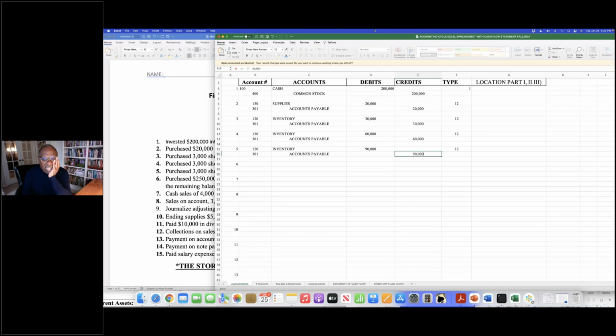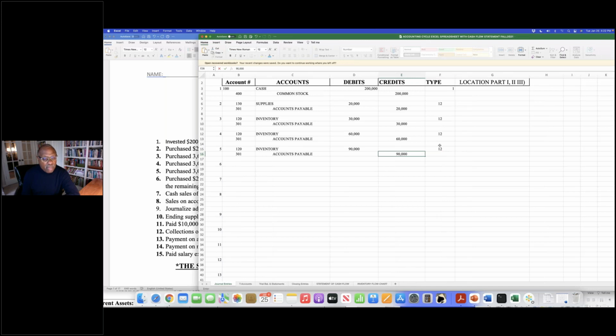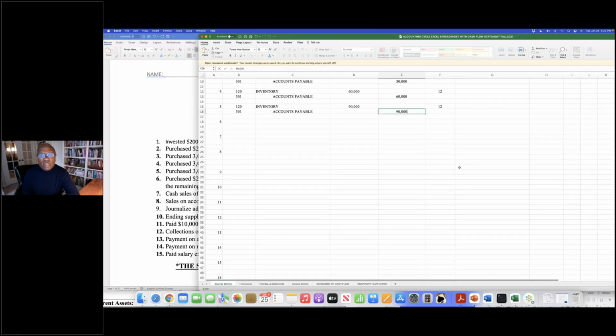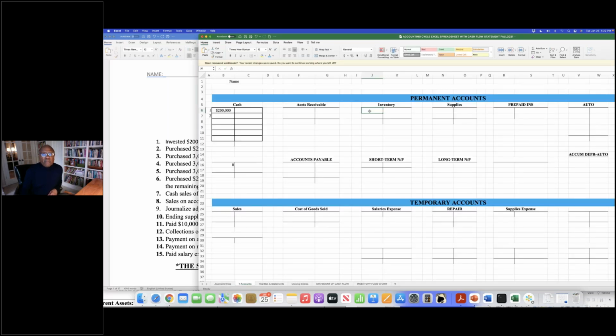Okay, so now what we've got to do is take the 30 and 60 and 90 and put it in the T accounts. So we go to inventory, 30,000, 60,000, 90,000. And we're going to put those same amounts where? In accounts payable. So I just posted them all together. Any questions?